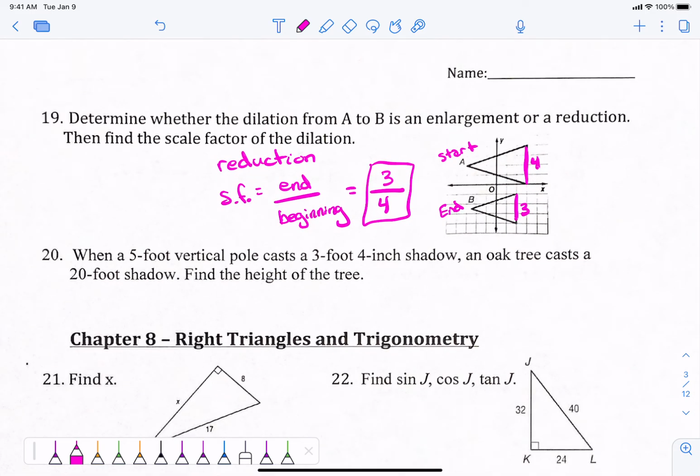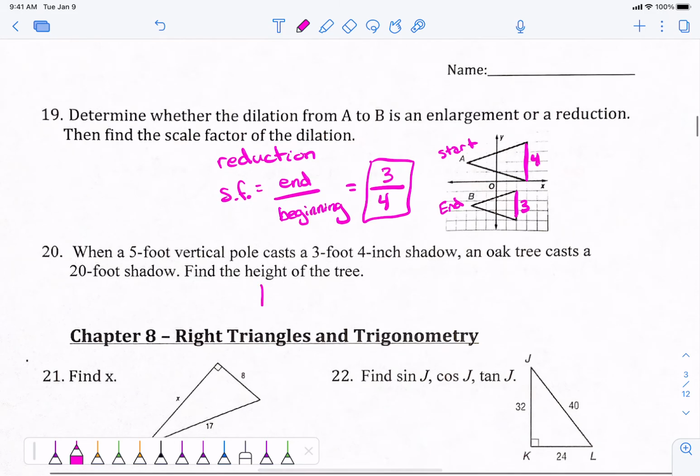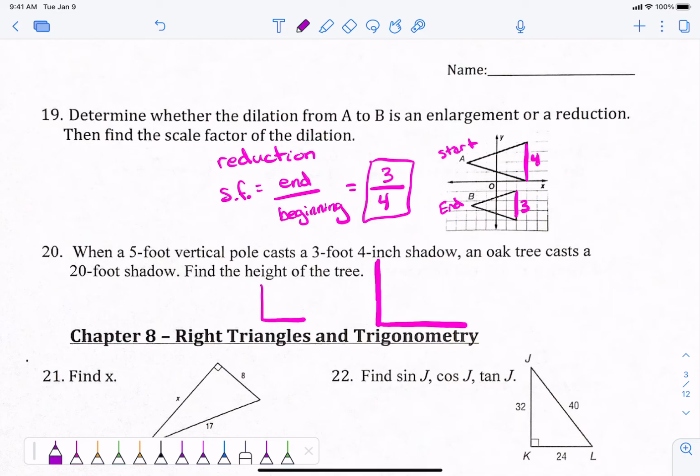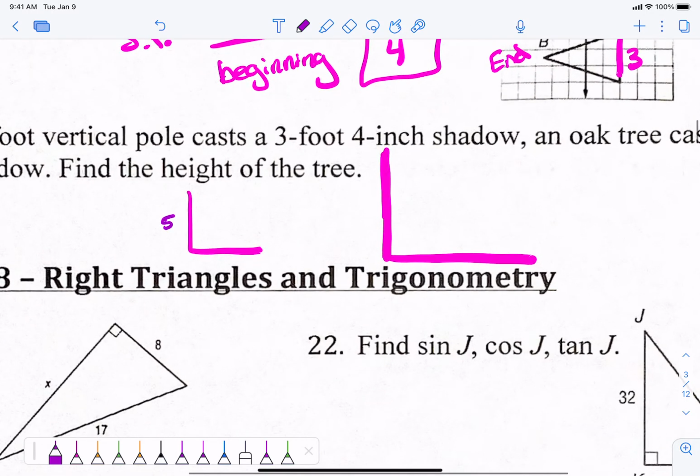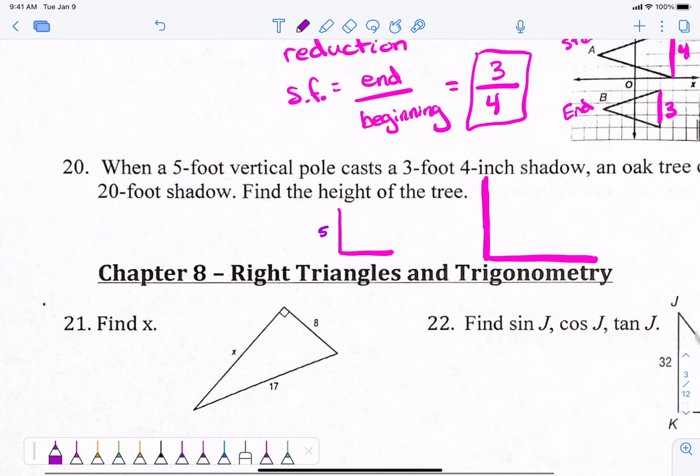When a 5-foot vertical pole casts a 3-foot 4-inch shadow, an oak tree casts a 20-foot shadow. Find the height of the tree. So we have a pole casting a shadow, and we have a taller tree that's also casting a shadow. The pole is 5 foot tall, and the shadow is 3 foot 4 inches.